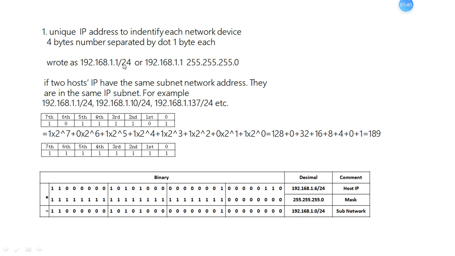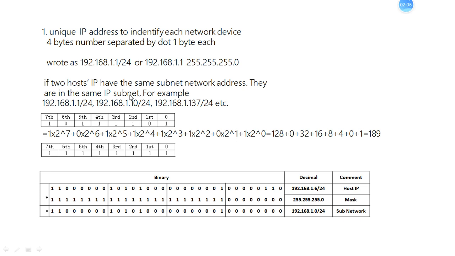Okay, that /24 can be anything from /0 to /32, right? Because we have 32 bits in total, right? /0, /1, /2, /3, right? Up to /32. Okay. If two host IPs have the same subnet network address, they are in the same IP subnet.